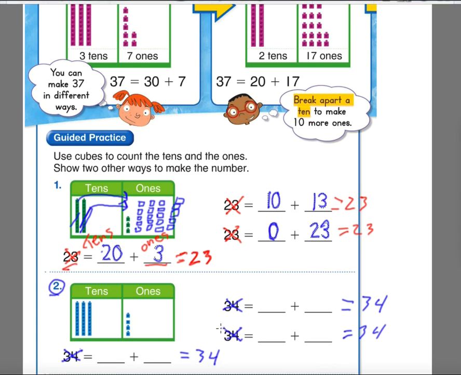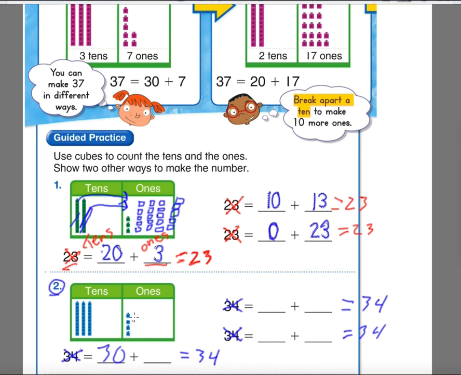Alright guys, I think that should have been enough time right there. Let's start reviewing this problem together, okay? So the first way we can make 34 is by first counting the tens, right? So 10, 20, and 30. So we say 30 plus, well, how many ones do we have? We have 1, 2, 3, 4 ones. So 30 plus 4 equals 34.